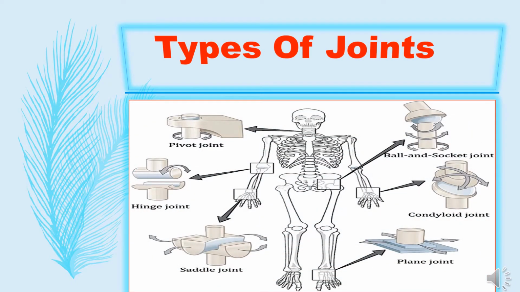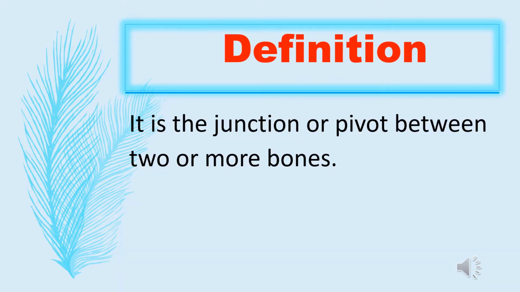Our body consists of multiple joints and every joint has a unique feature. So let's study about them in detail. First of all, let us see what is a joint. It is the junction or a pivot between two or more bones.